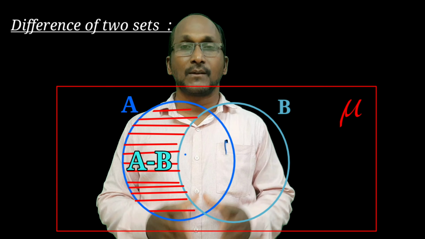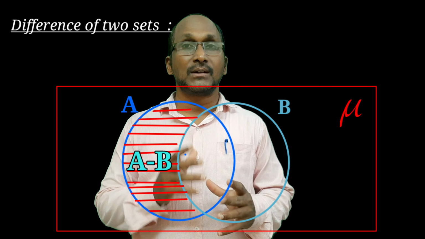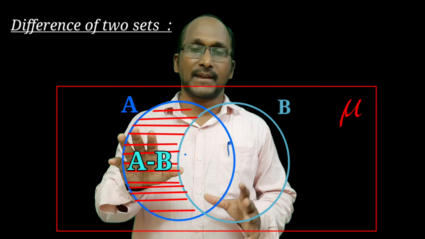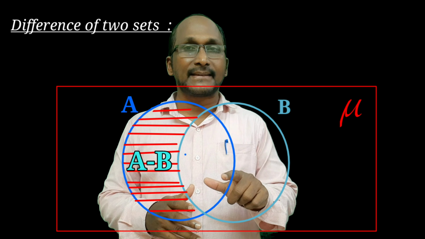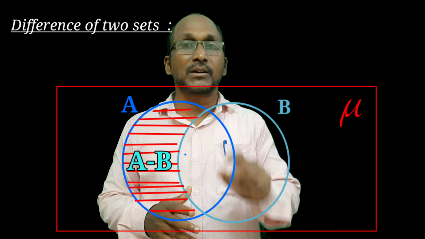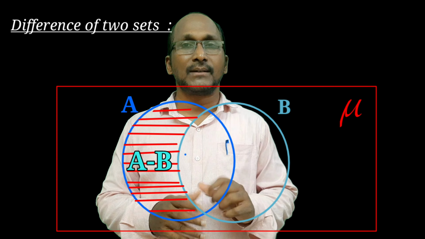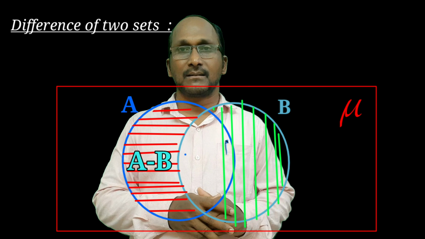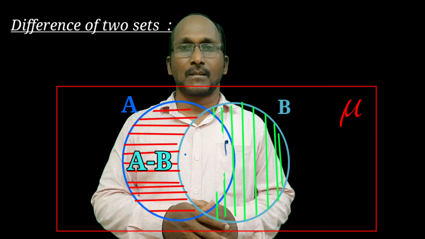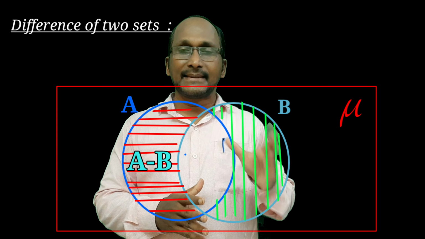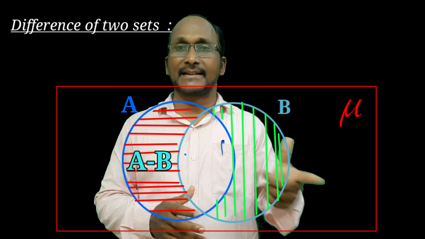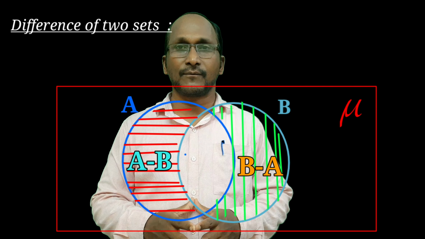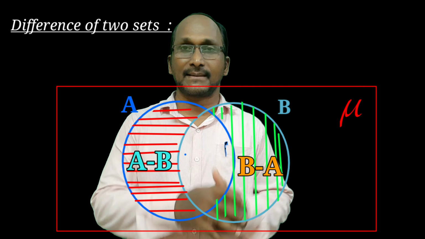In the same way we can represent the set B minus A also. For this, first we have to neglect the region of A, the entire region of A, and now you consider the remaining part of B. Okay, now let us shade the remaining part of B with vertical lines colored with green. Now this region will represent the set B minus A. This is about the Venn diagram of A minus B and B minus A.